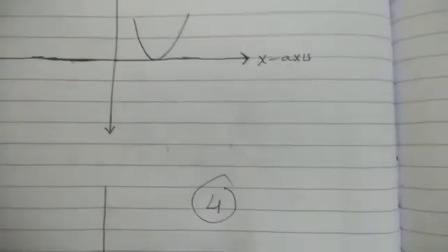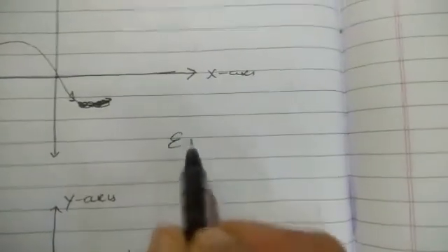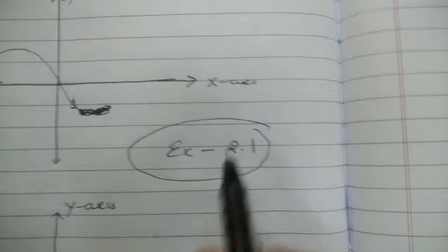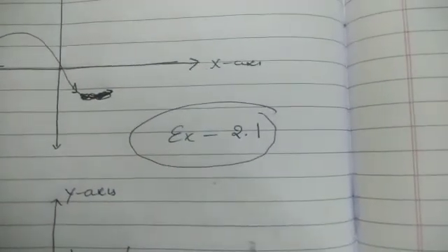Now students, assignment for you, do exercise 2.1. In this exercise, you have to find out the number of zeros by looking at the graph.